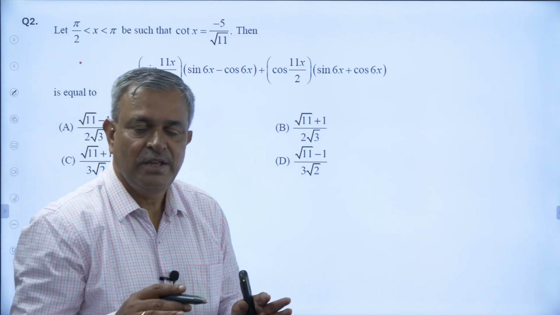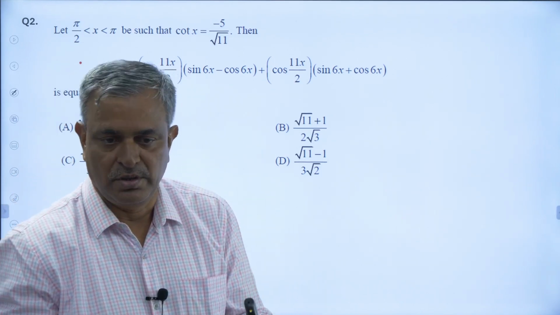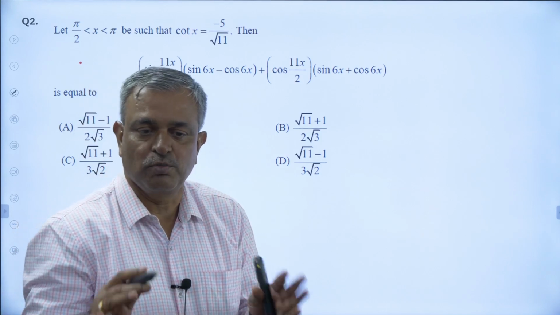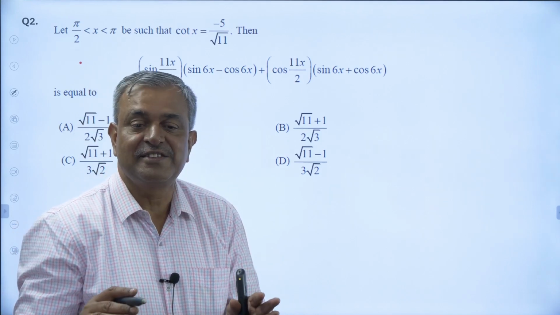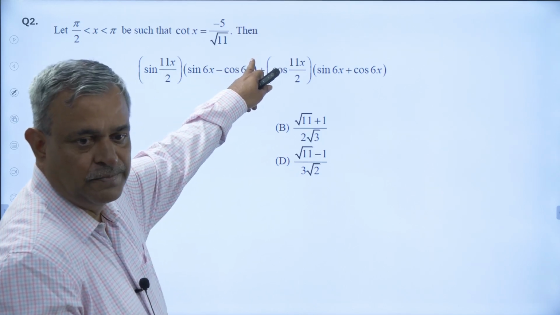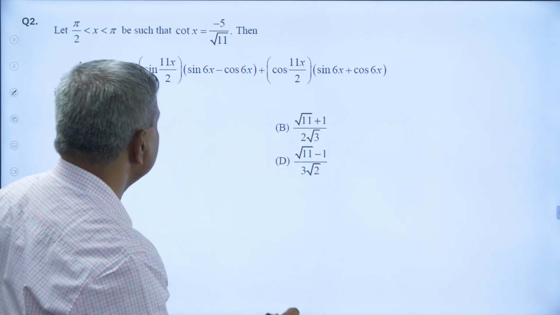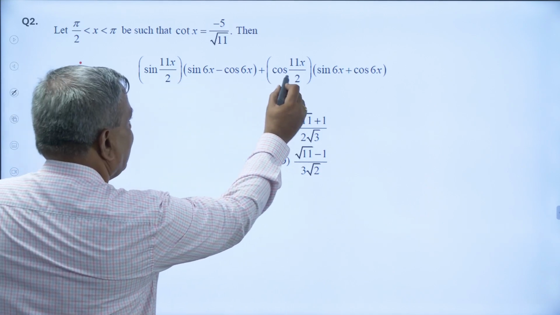In trigonometry, in most of the questions, rearrangement plays an important role. Rearrangement is the most important. We rearrange in such a way that we can utilize what is given to us and find the value of what we have to find. So if you rearrange this, you rearrange like this.